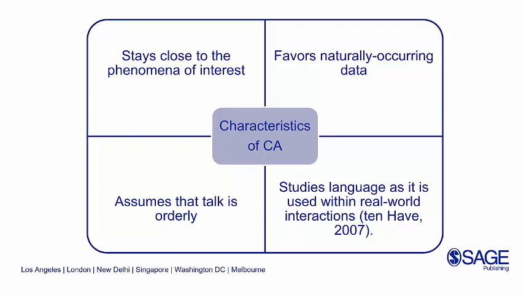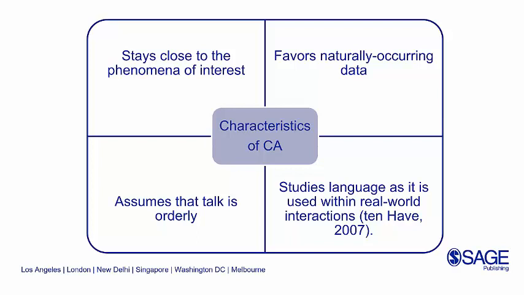Finally, it's important to keep in mind that CA studies language as it is used within real-world interactions, and therefore the focus is on what's often referred to as talk in use. So what does all this mean? Well, for those of us that draw upon CA, the focus is on what people are actually doing and saying, rather than what people report that they're doing and saying. There's also a focus on, within the interaction between people, the ways in which meanings are negotiated on a turn-by-turn or conversational basis.